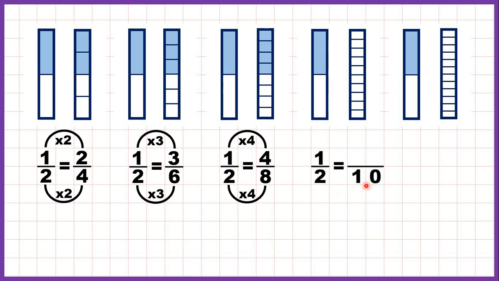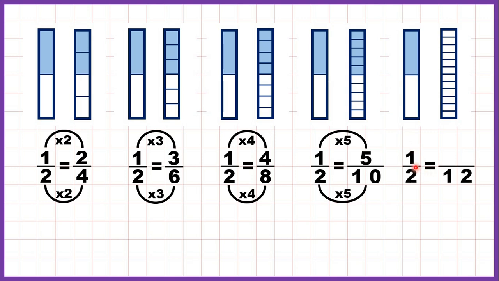1/2 is equivalent to how many tenths? Well, you can probably see where we're going with this. 2 times 5 is 10, so do the same to the numerator. 1 times 5 is 5, so if we shade 5 of our tenths, we have a fraction that's equivalent to 1/2. It has the same value as 1/2.